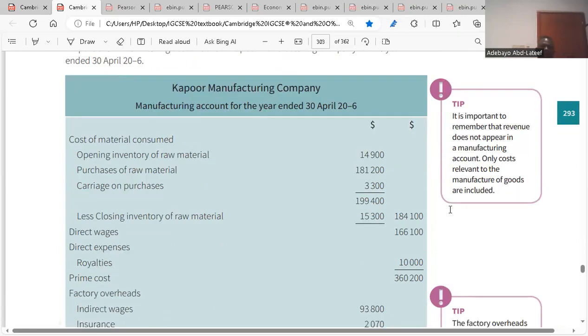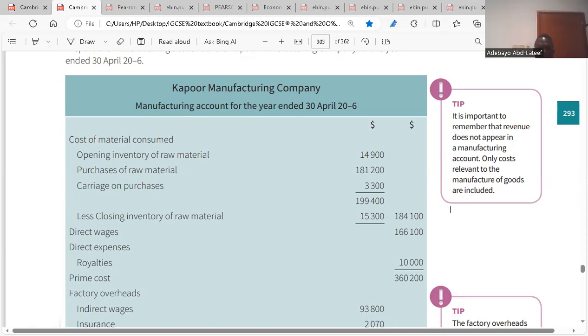Now we have our direct wages, which is 166,100. We have direct expenses. What are our direct expenses? We have our royalties in the prime cost. You know what royalties is, right? The amount you paid to the inventor of the raw materials. It's a fee, an expense here. They said royalty is 10,000.